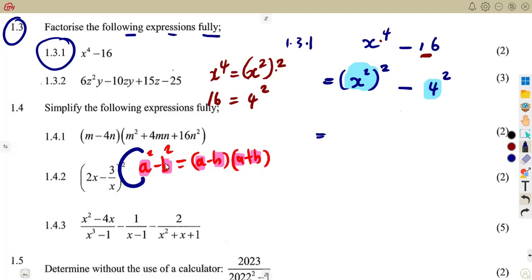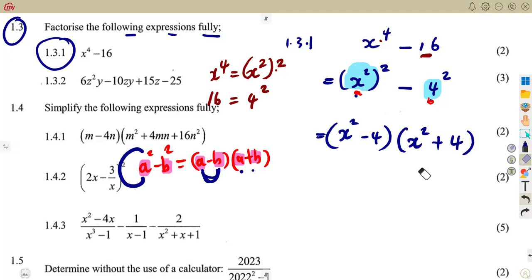If it is a squared minus b squared, it gives you a minus b, so we have x squared minus 4. Then a minus b into a plus b. This is your a, this is your b, so the other bracket is a plus b. So it's x squared plus our b, which is 4.